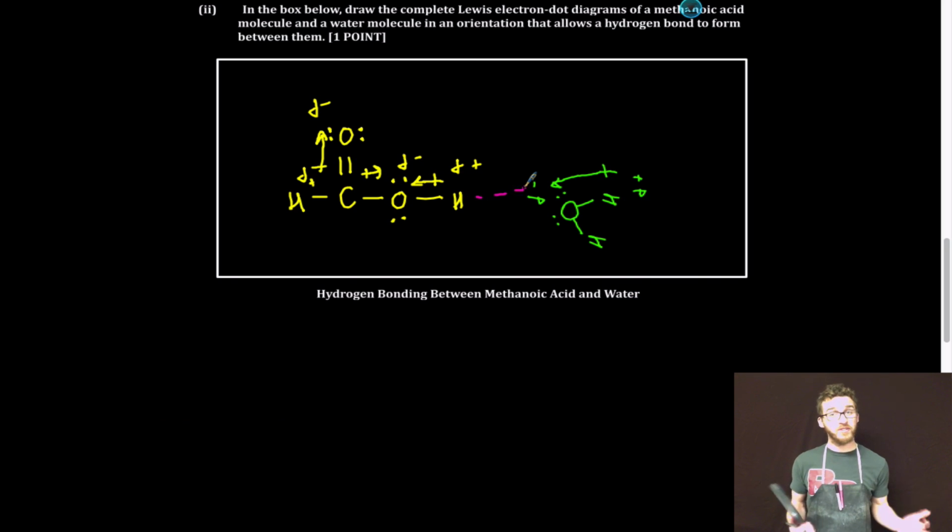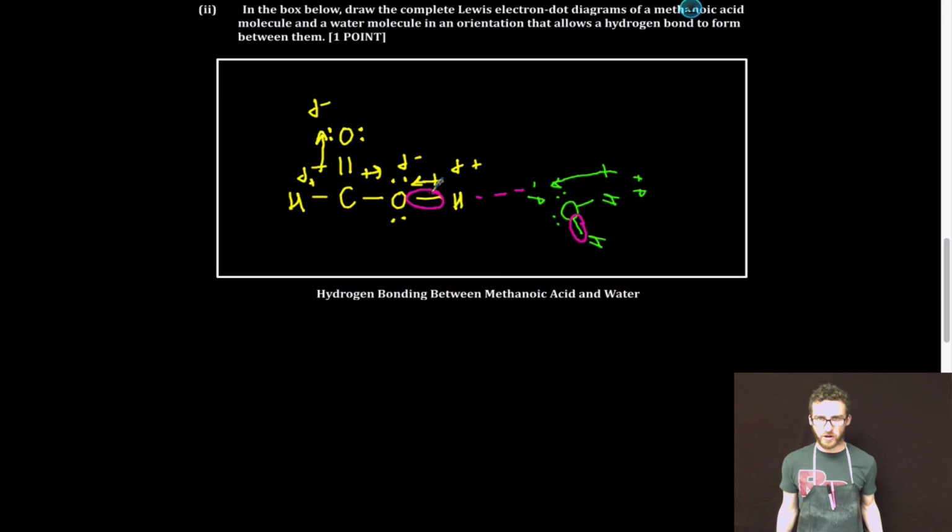Remember, when you have hydrogen bonding, hydrogen must be covalently bound to fluorine, oxygen, or nitrogen, because those elements are very, very electronegative and really pull the electrons in the bond, creating very strong partial positive and partial negative regions, which creates that very strong type of intermolecular force, the hydrogen bond.